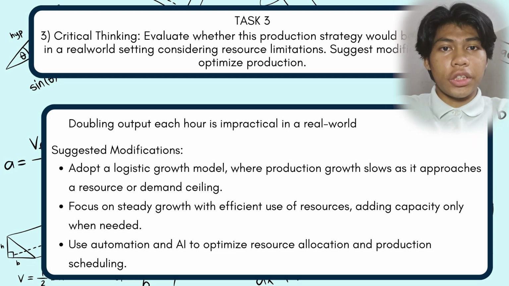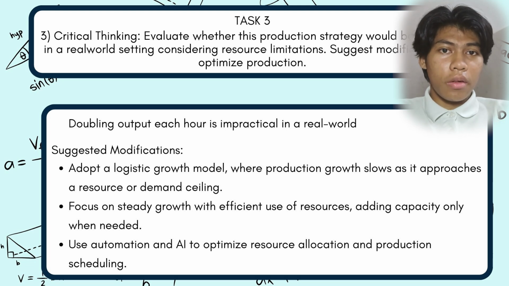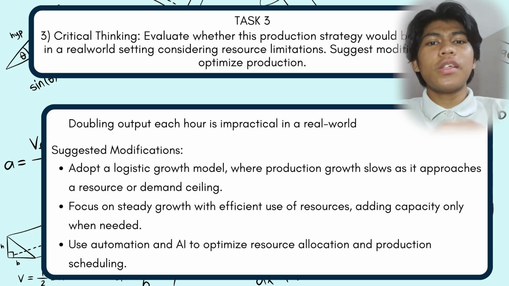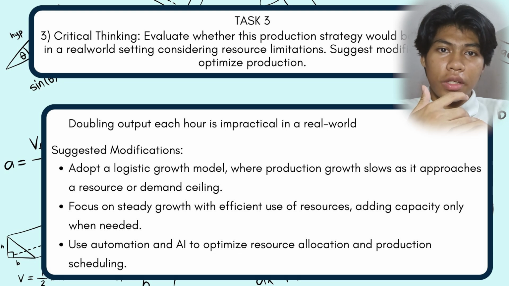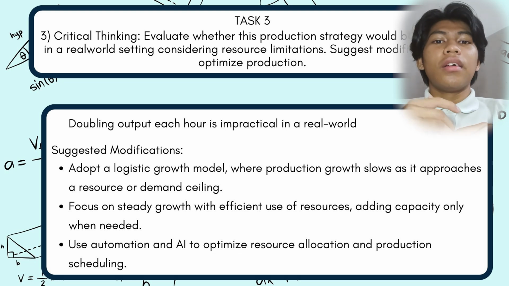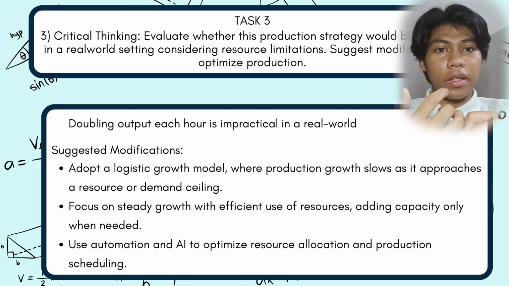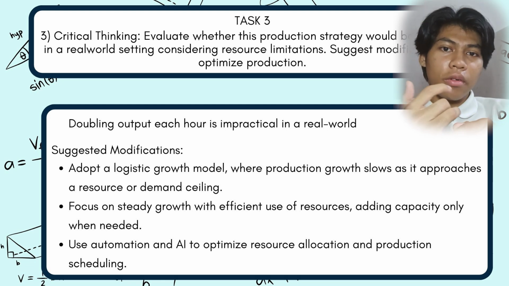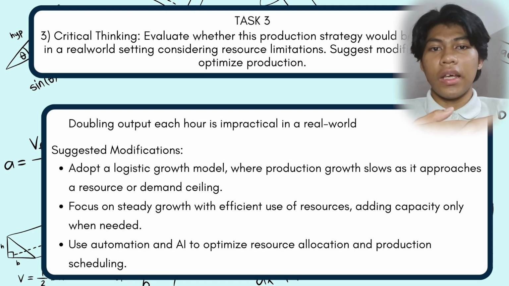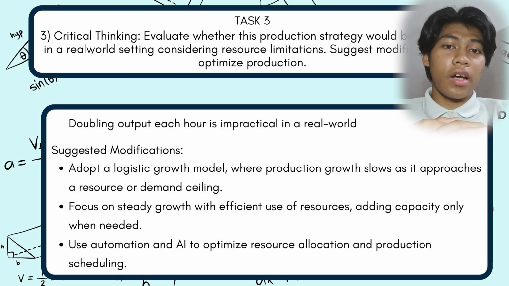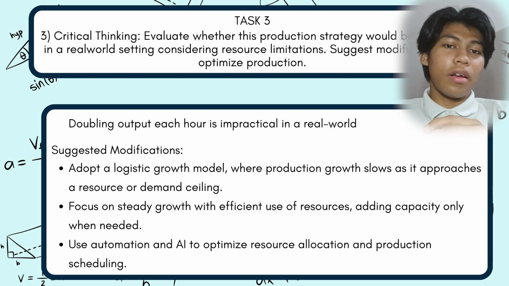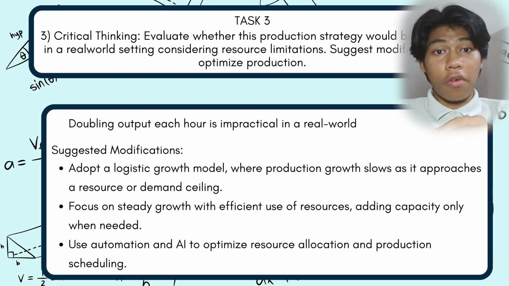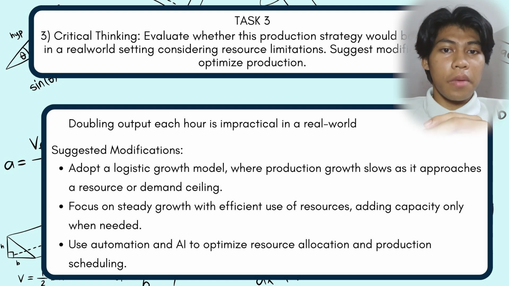To optimize production, a more realistic approach would be to adopt a logistic growth model. This model allows production to grow steadily while slowing as it approaches resource or demand ceilings. The production line could focus on scaling incrementally by adding capacity based on real-time demand and resource availability. Leveraging automation and AI could further optimize resource allocation and scheduling. Regular evaluations of production performance would also ensure operations remain aligned with market demands and resource constraints.